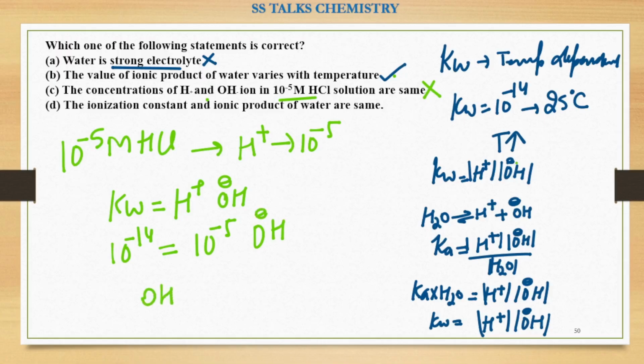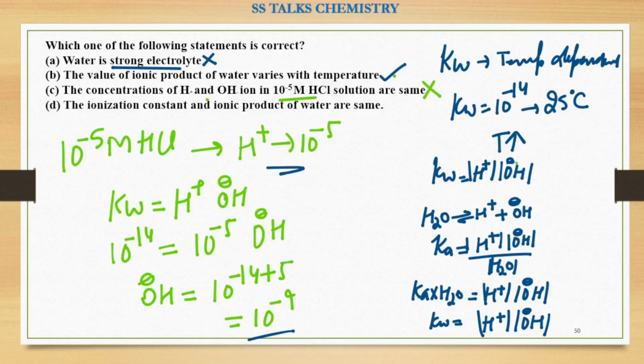So OH negative will be 10 raised to the power of minus 5 plus 5, which comes out to be 10 raised to the power of minus 9. So is the H positive and OH negative concentration the same? The answer is no. HCl is there. How is that possible that OH negative will be of the same amount? It is acidic in nature, so obviously the H positive concentration will be the higher one in this.